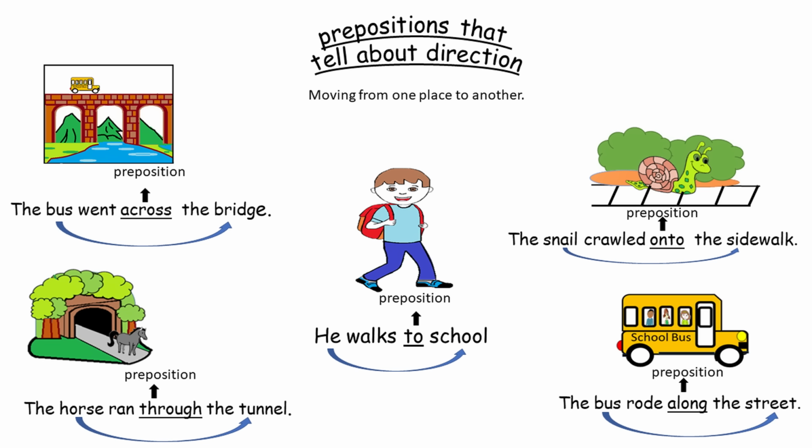The horse ran through the tunnel. Through is our preposition, and it connects tunnel to horse. He walks to school. To is a preposition, and it connects school to he. The snail crawled onto the sidewalk. Onto is the preposition, and it connects sidewalk to snail. And our last one, the bus rode along the street. Along is the preposition, and it connects street to bus.